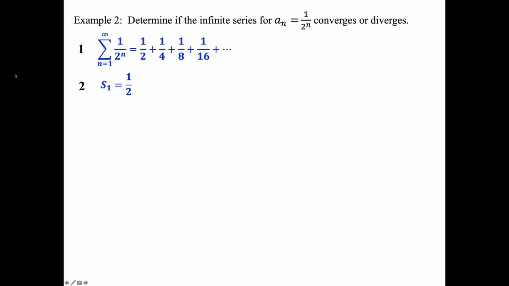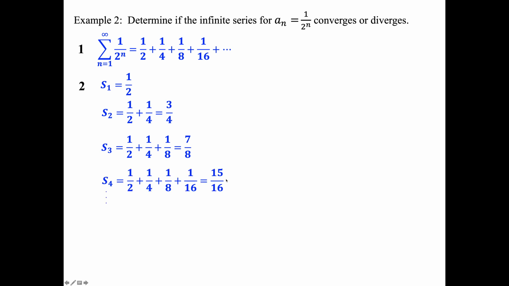All right, find some partial sums. 1/2 plus 1/4 is 3/4. 1/2 plus 1/4 plus 1/8, S sub 3, the third partial sum, would be 7/8. I'm starting to see a pattern here. My guess would be 16. I'm going to say 15 over 16. Yep, there it is. I noticed that the numerator was one value less than the denominator.